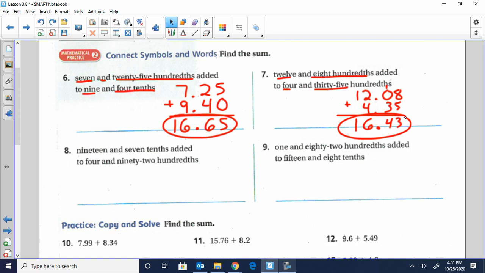Go ahead and hit pause and do questions number 8 and 9. When you hit play, we'll reveal the answer.